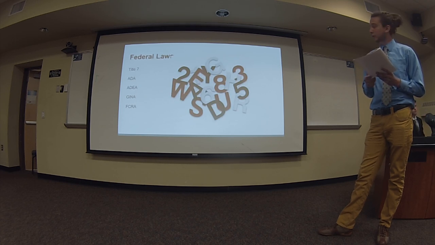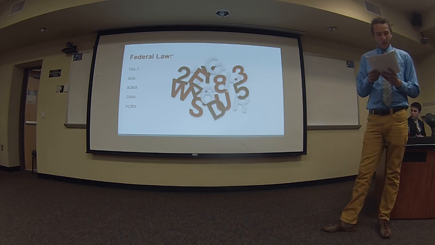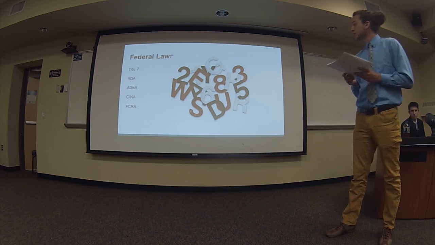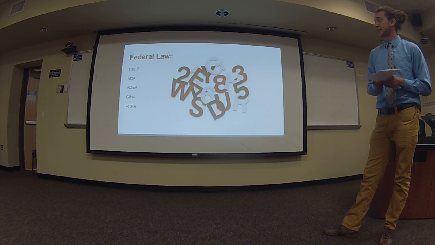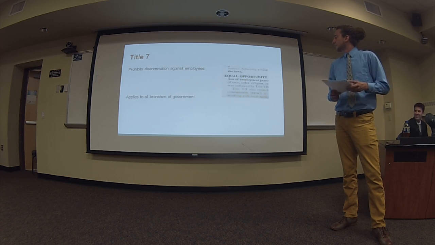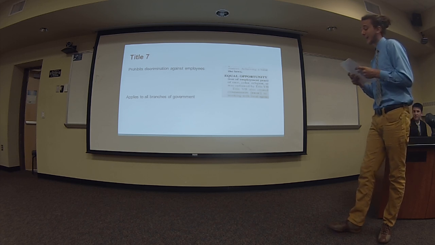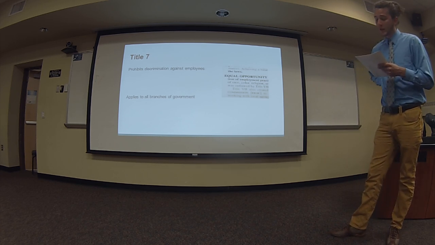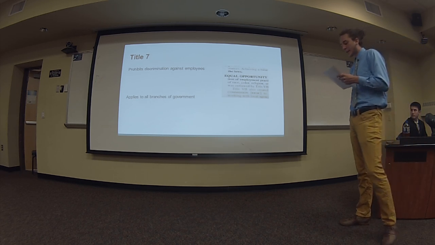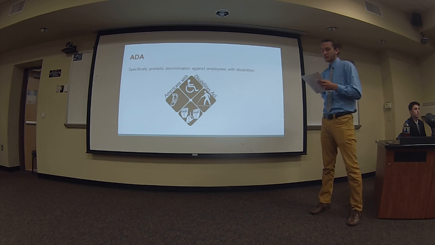I'm going to discuss some of the federal laws with you. They just look like a bunch of letters and numbers right now, but I'll get into them: Title VII, the ADA, the ADEA, the GINA, and the FCRA. What are these letters? We will find out. Title VII, the Civil Rights Act of 1964, is a federal law that prohibits employers from discriminating against employees on the basis of sex, race, color, national origin, religion, etc.